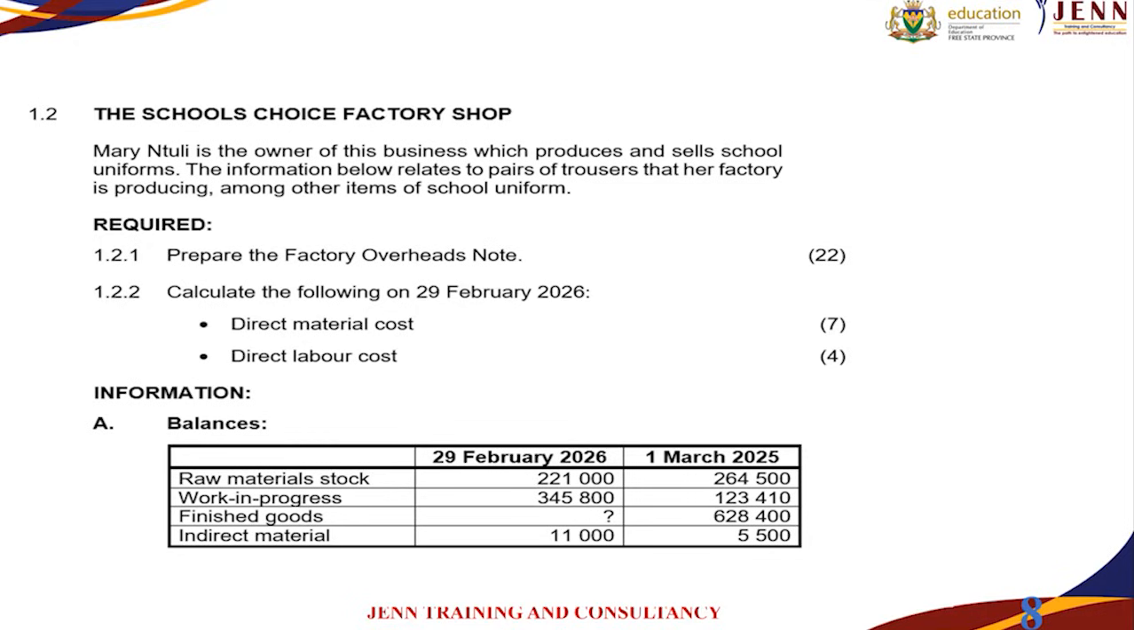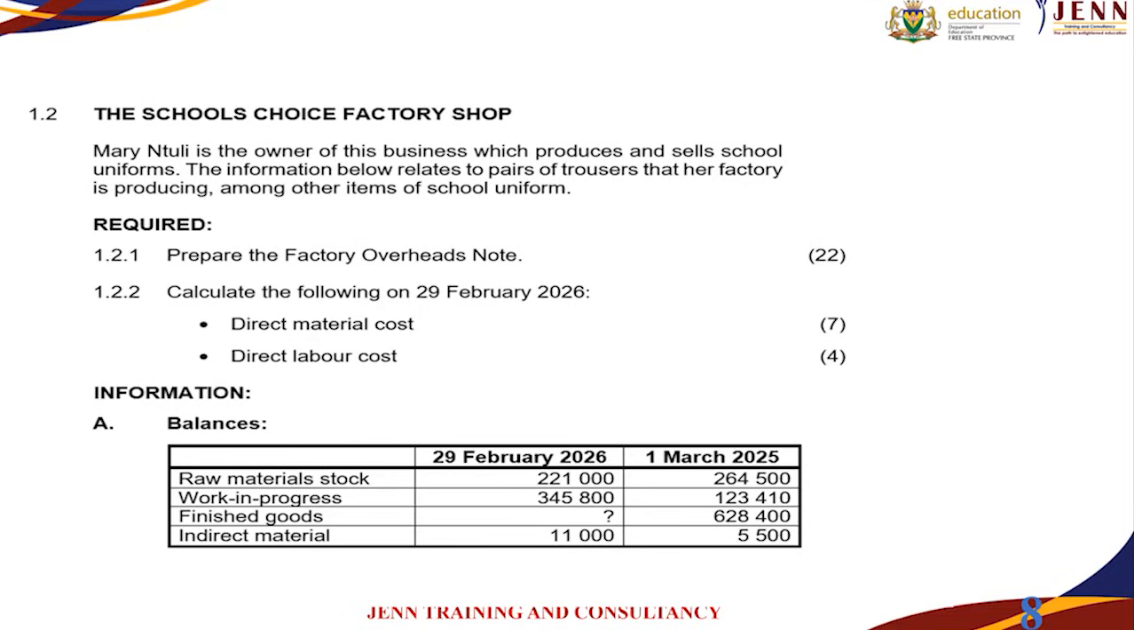I'm going to start with direct material cost. You remember we spoke about the formula. I said for you to calculate the direct material cost, you need the formula. As the information indicates on the balances, it says the 1st of March 2025 and 29 February 2026. What does that mean? The 1st March 2025 means the balance at the beginning, and 29 February 2026 means your balances at the end. So now let's apply the formula. The formula goes as follows.